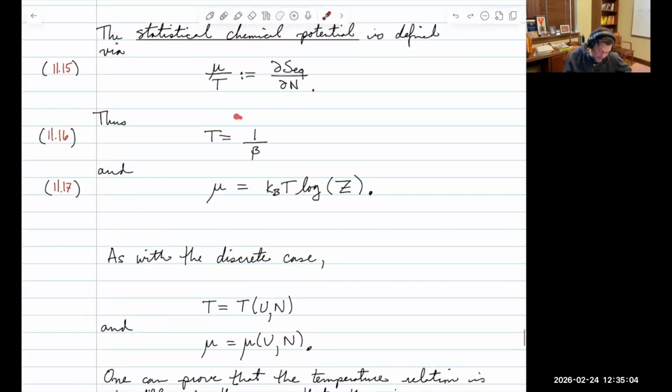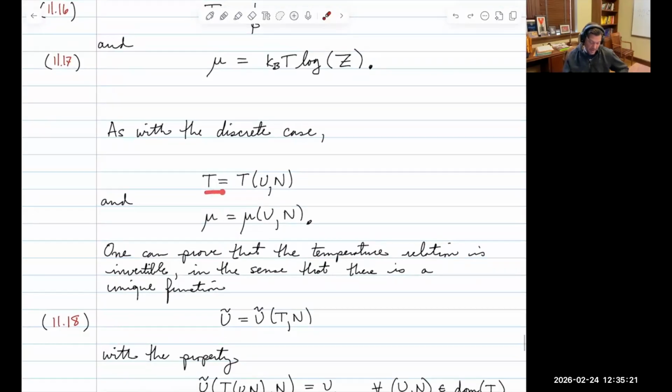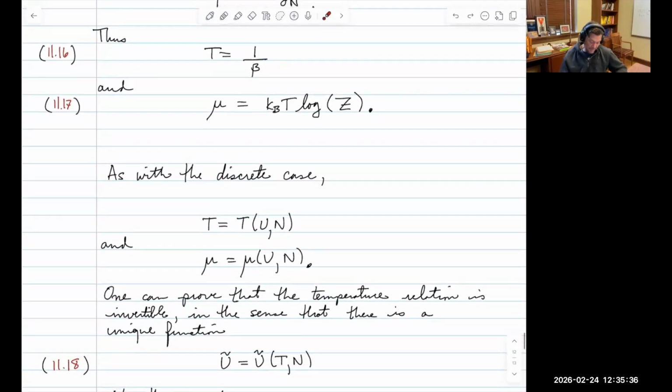Well, first of all, it tells us that 1 over the beta parameter, our Lagrange multiplier, is exactly equal to the temperature. It tells us how to find the chemical potential in terms of the partition function, so that'll be useful. Now, the temperature is a derivative of this function here. So that means that this is going to be a function of u and n, because the entropy is a function of u and n generically. So temperature is a function of u and n, and so is the chemical potential.